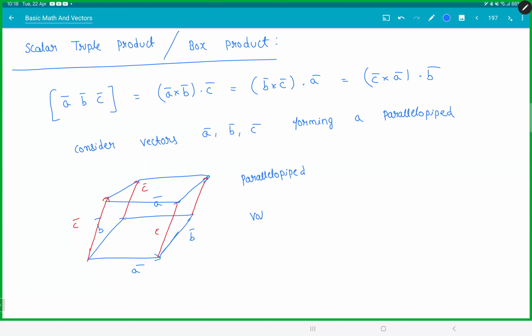The volume of this parallelepiped is given by the base area into height, which we will prove now. So the box product A, B, C gives you the volume of the parallelepiped.